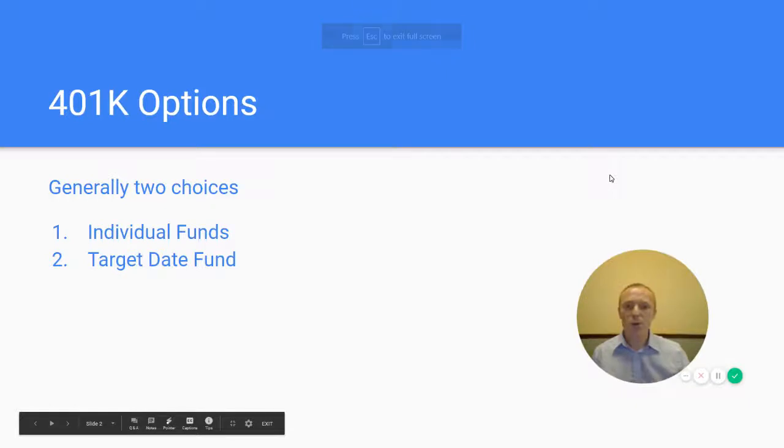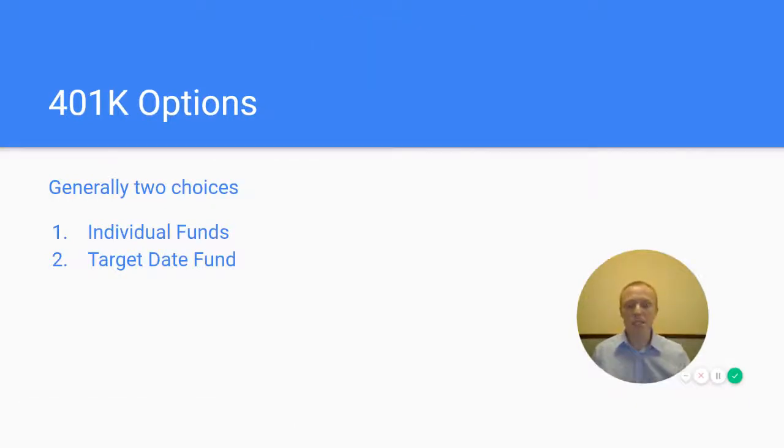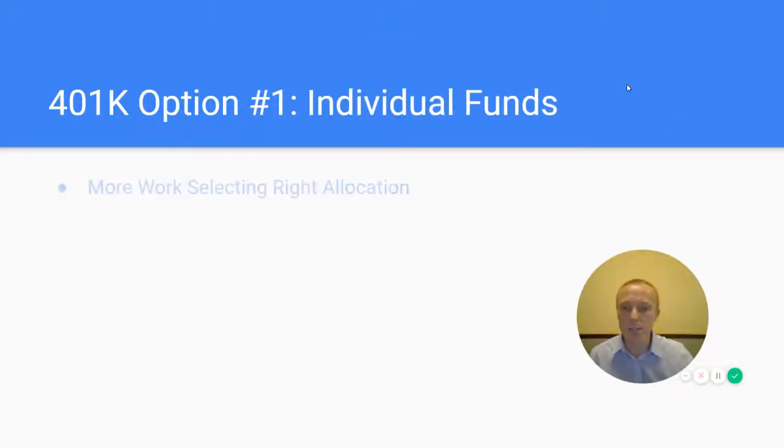When you're looking at your 401k investments, you're going to have two broad general choices. The first is to pick individual funds, and the second is to pick something called a target date fund. So let's talk a little bit about each of those.